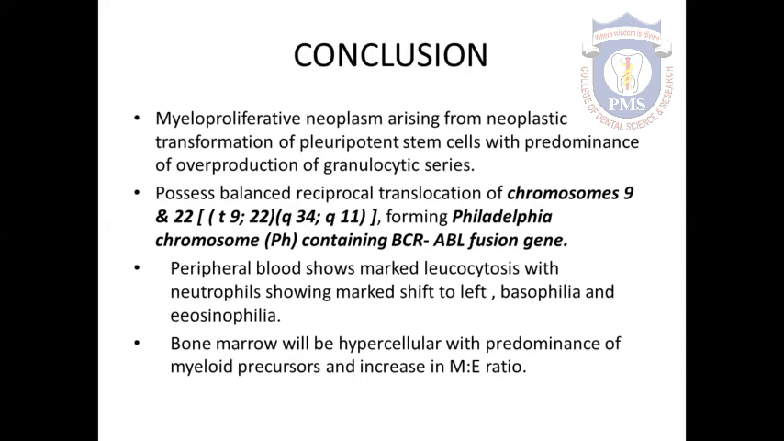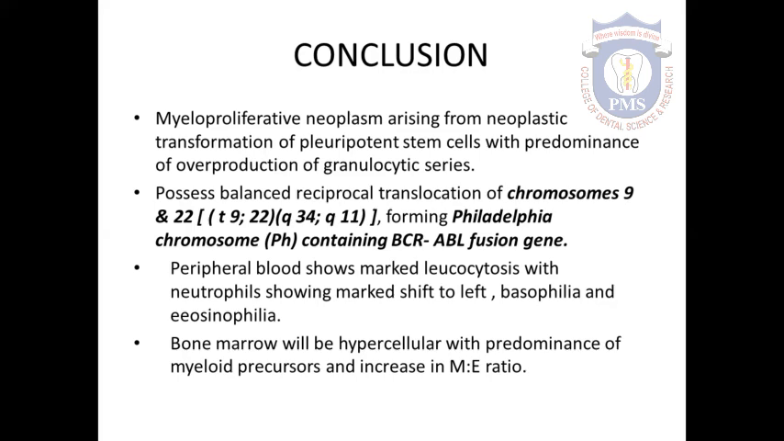As we conclude, the points to be kept in mind are: chronic myeloid leukemia is a myeloproliferative neoplasm, which is the neoplastic transformation of pluripotent stem cells with the predominance of overproduction of the granulocytic series. The specific cytogenetic alteration seen in chronic myeloid leukemia is a balanced reciprocal translocation of chromosomes 9 and 22, forming the Philadelphia chromosome containing the BCR-ABL fusion gene. And the diagnosis of CML depends mainly on the peripheral blood findings, bone marrow findings, and cytogenetic findings.